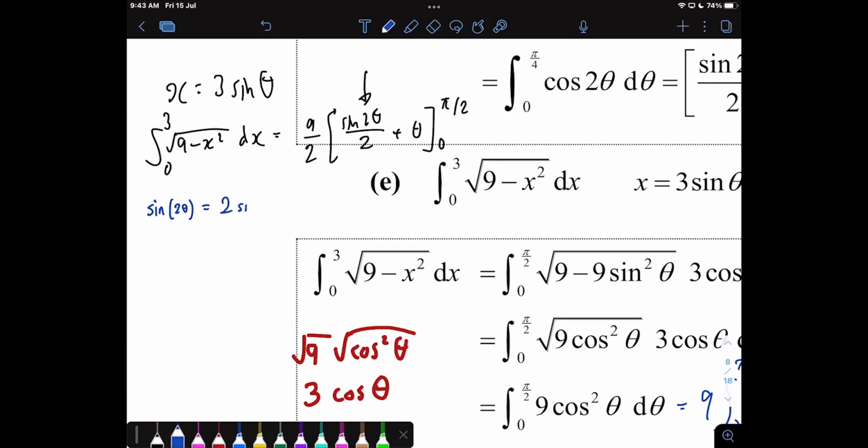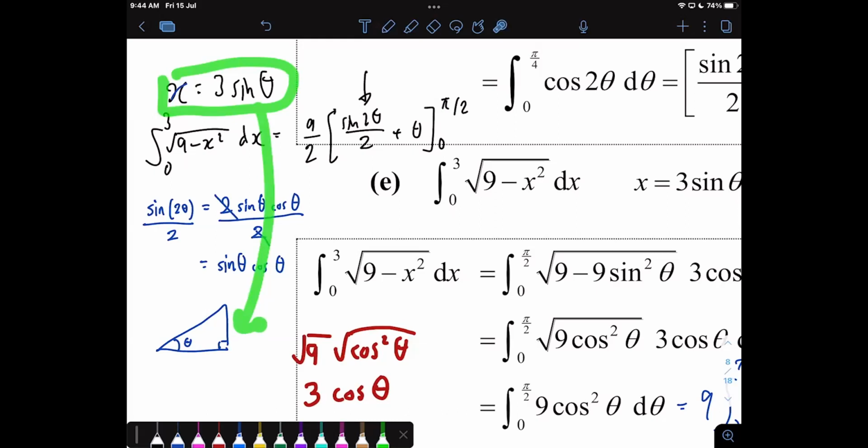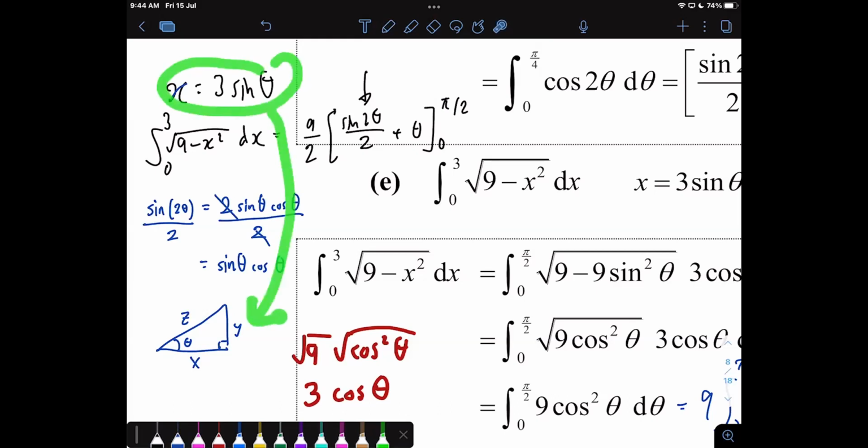Sine 2 theta is actually 2 sine theta cos theta, right? So that means sine 2 theta over 2 will be 2 sine theta times cosine theta divided by 2. 2 cancel off, sine theta multiply cosine theta. Clear? Yes. But x equals 3 sine theta. So that means that I can have a triangle here, theta here. What can I conclude? Let's say I have x, y, and z. Can you tell me what's the value of x, y, z?